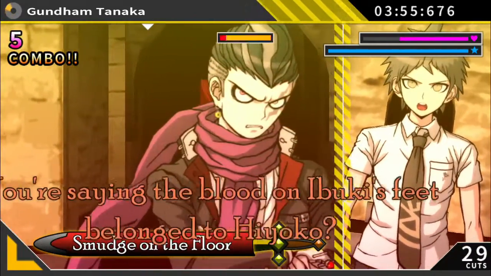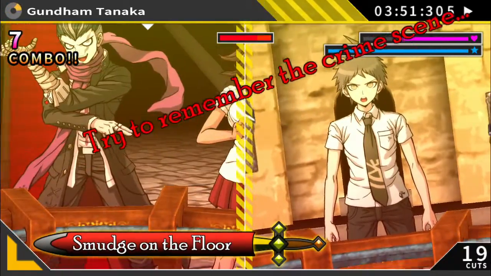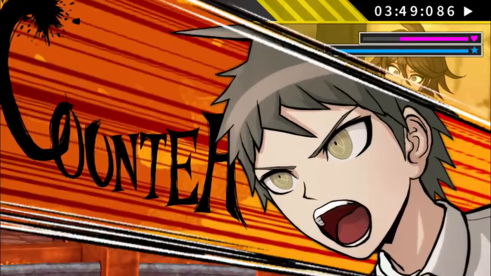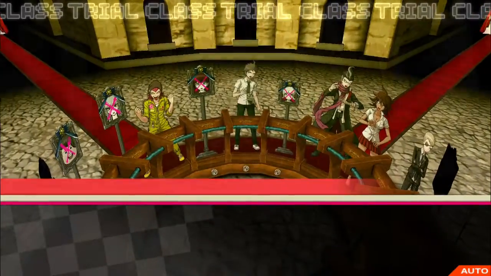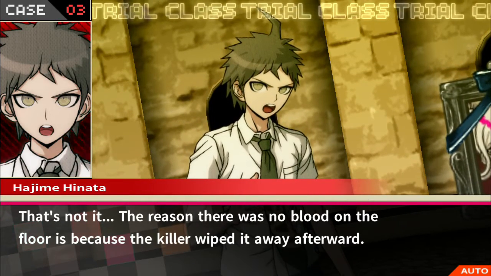Okay. You're saying the blood on Ibuki's... Ha! Impossible! Try to remember the crime scene. There was no blood on the floor. Yeah, there was. Cut through those words. There was a smudge. I was too focused on the wrong one. The reason there was no blood on the floor is because the killer wiped it away afterward.